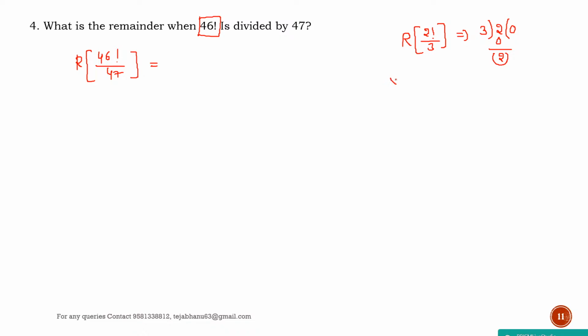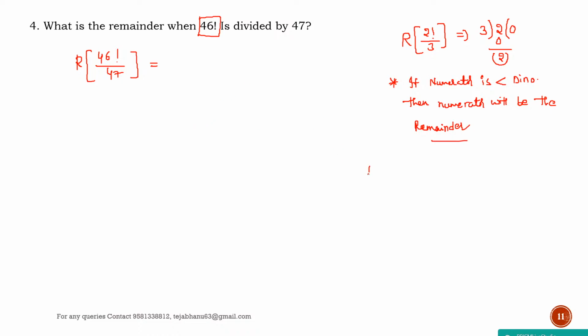I'll tell you one small point. If the numerator is less than the denominator, then the numerator will be the remainder. No doubt. Numerator will be the remainder. I hope it's clear.